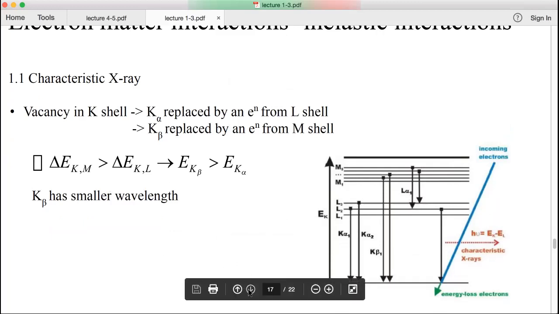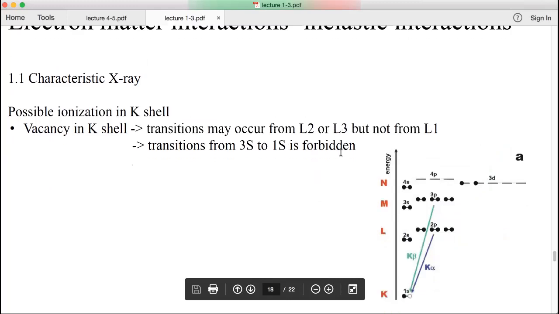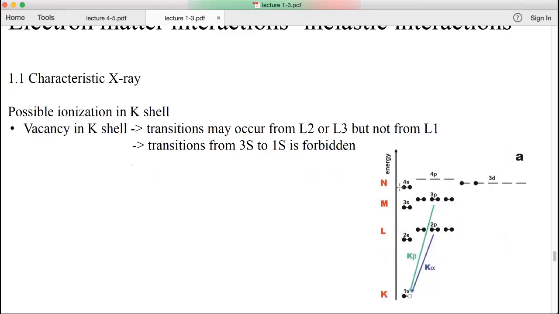You can just read and see. It's very simple. Now here it's more user friendly. Here K means 1s, L means we have 2s 2p, M means we have 3s and 3p, and N means we have 4s 4p, and then we have the 3d one there.